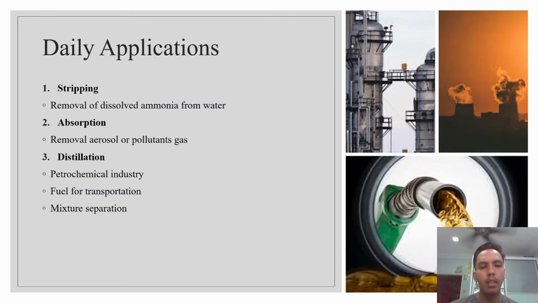Next is a daily application for the packed column. First method is stripping, which involves removal of dissolved ammonia from water. The second is absorption, which is the removal of aerosol or pollutant gas from the wastewater. Third is distillation, which is mainly found in the petrochemical industry, producing fuel for transportation and also for mixture separation.